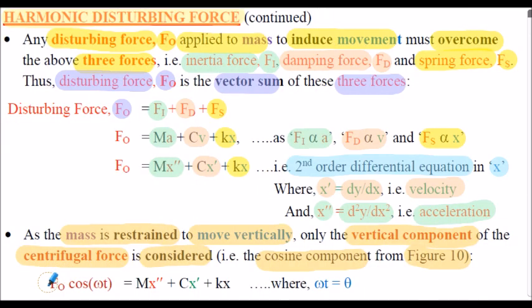So we write in the equation, left hand side, instead of F0 we have F0 cos omega t. Note that omega t is equal to theta. We viewed that in our previous simple harmonic motion presentation. And that's equal to m x double dash plus c x dash plus k x. So there's our second order differential equation where we have an applied external force to our damped mass spring system. A note for reference, I've labelled this equation 4.